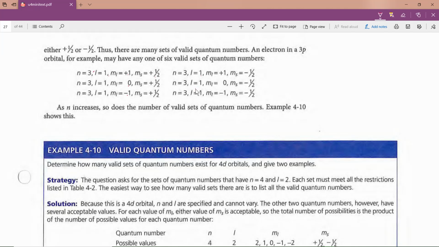And we're going to learn very soon that the maximum number of electrons you can put in a 3p subshell, which is a group of 3p orbitals, is 6. 2 electrons per orbital.